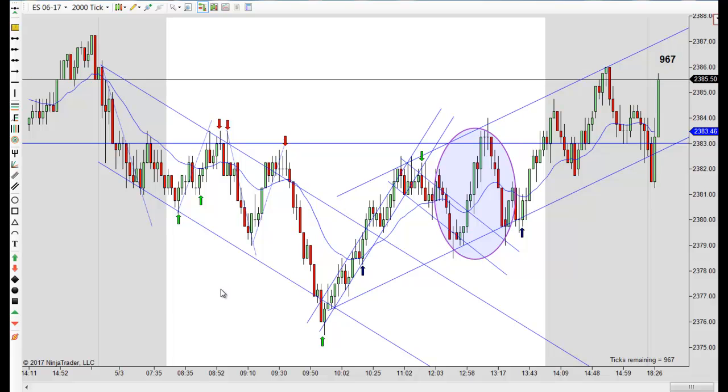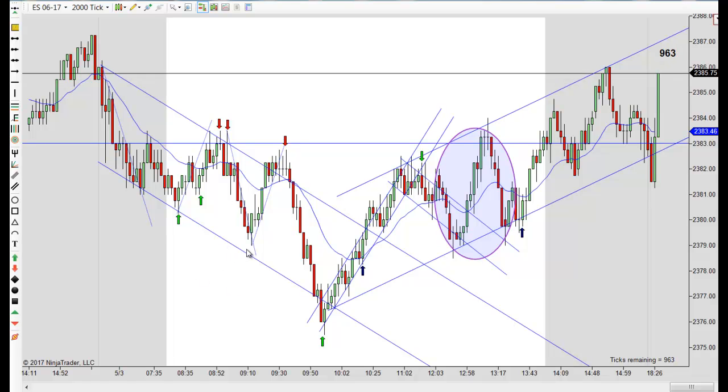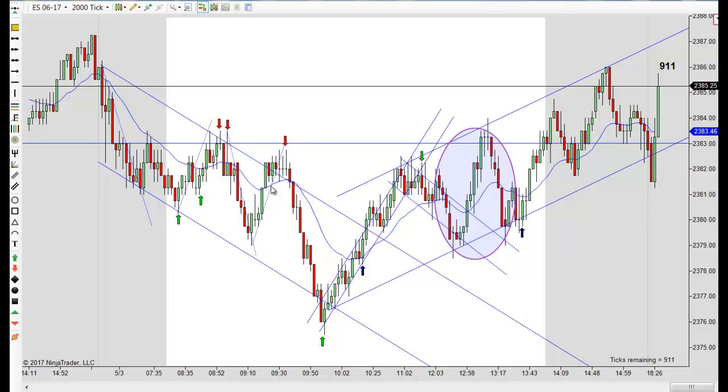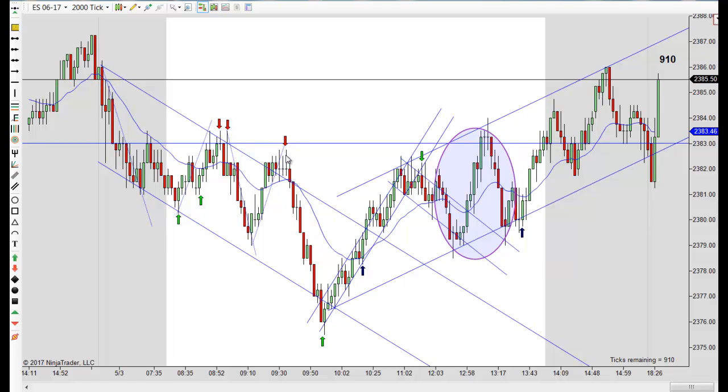But let me show you a couple of clues here. Notice how we came up short right here. Generally what that means is the market moves in equal moves. So we're either going to come up that much short on the other side, or we're going to overshoot it by that much. Well, look what happens. We overshoot it by that much. Well, we definitely got a clear channel working down.